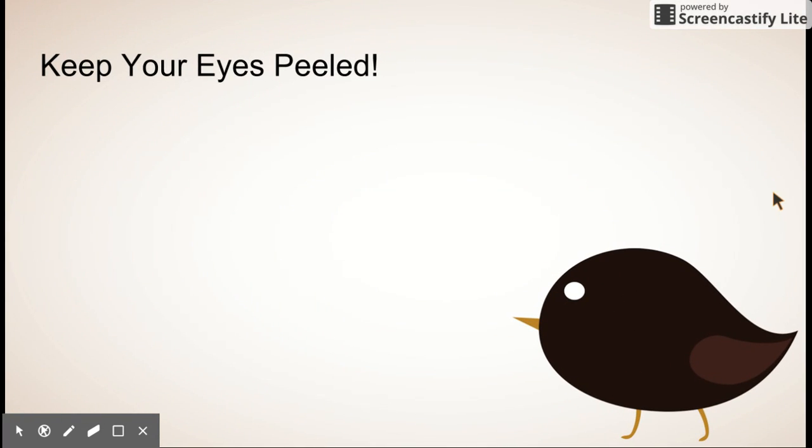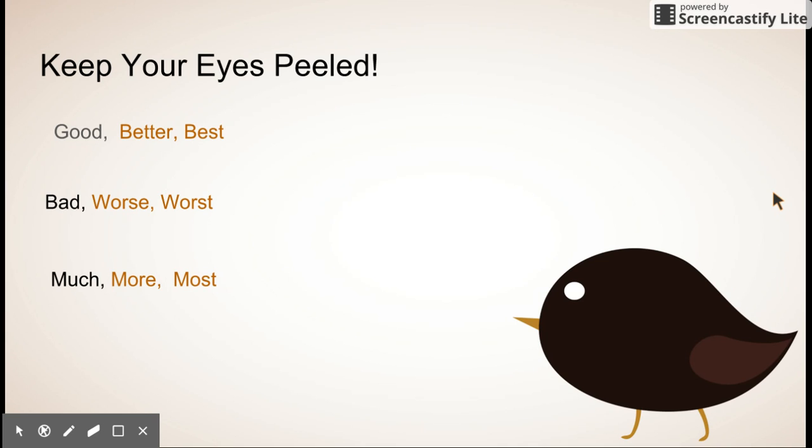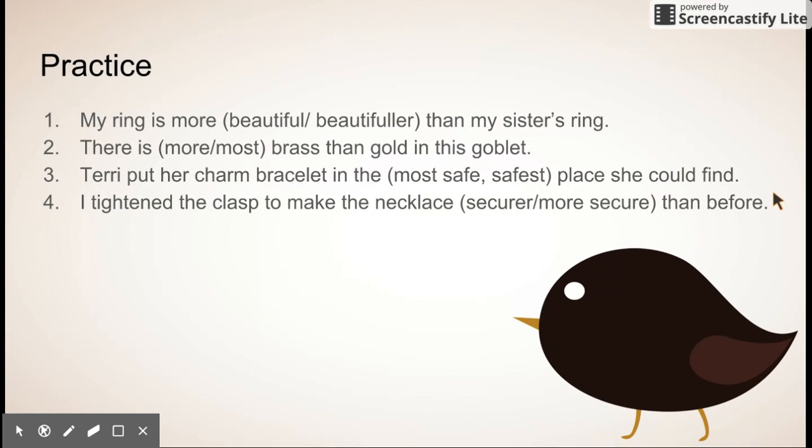So when you're keeping your eyes peeled for these, you know that they look very, very different. So it's good, but it's better than the other one. And then it is the best of the bunch. Bad goes to worse to the worst day. Much, and then it's more than most. Little becomes less, becomes the least of the bunch. So let's practice these a little bit.